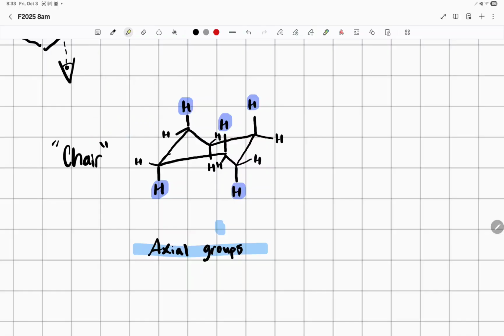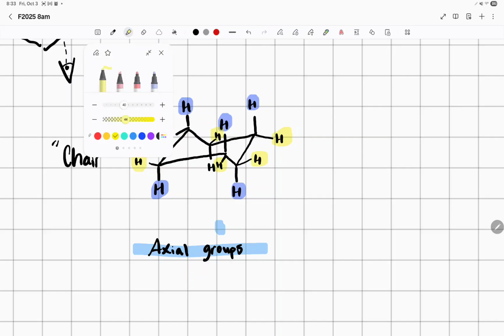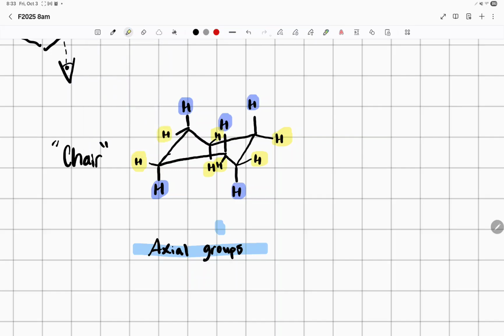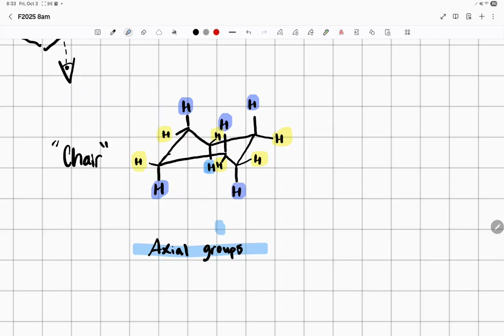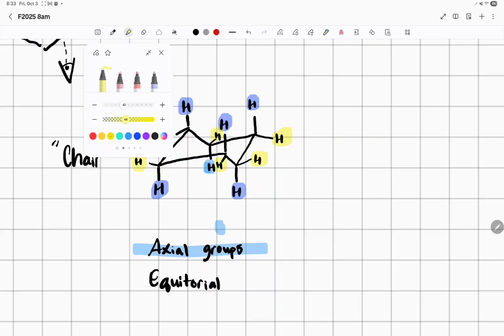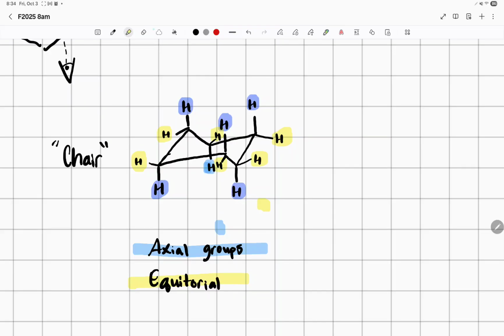Then any of our groups that are facing outwards, and I left out one axial group, apologies. So any of these groups that are facing outward, we're going to refer to as equatorial. So we have axial groups and equatorial groups.